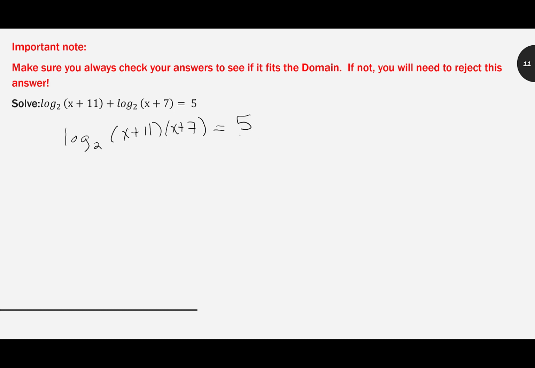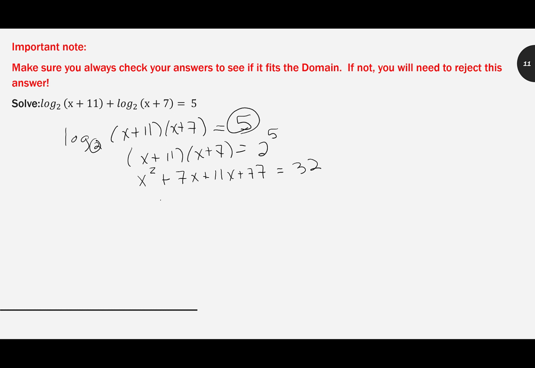Constant on the right says we're using the definition. So I'm going to keep the x plus 11, and I'm going to keep the x plus 7, and we're going to make the right side 2 to the power 5. So remember, you're going 2 to this power 5 when I rewrite it. So we're going to expand the left. I have x squared plus 7x plus 11x plus 77. 2 to the 5th is 32. So I have x squared plus 18x plus 77 is 32.